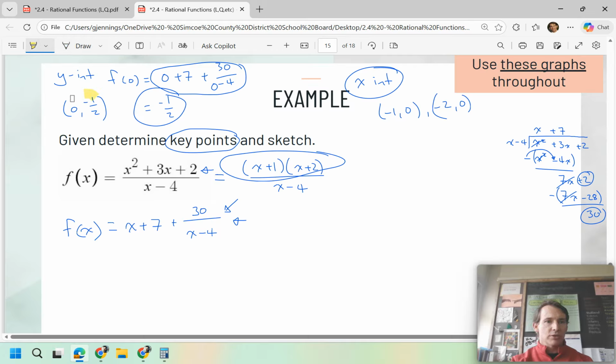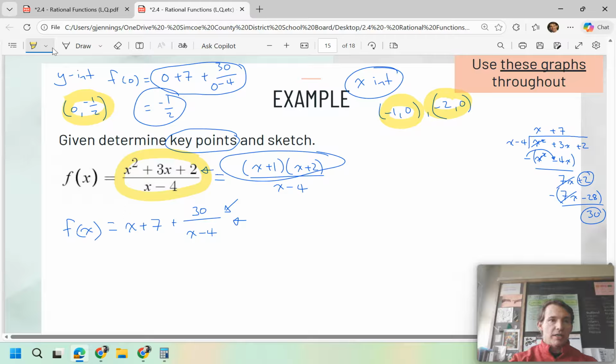We have, just using my handy dandy highlighter, that point, and that point. There. So we've got 3 key points already. That's great. Any asymptotes here?